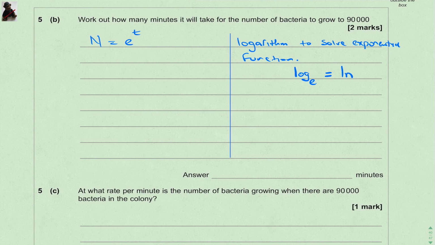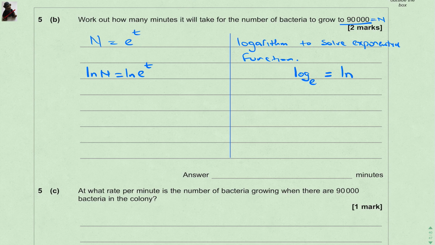In this case, it's going to grow to 90,000, so that means n equals 90,000. But before I put in the value, I'm going to make t the subject using natural log. So on both sides of this equation, I'm going to put ln: ln n equals ln e to the power of t.